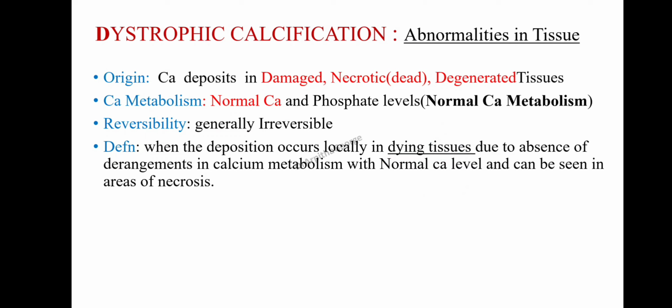So what you have to remember: dystrophic calcification means the deposition of calcium occurs in a dead tissue, and there is no abnormality in the metabolism. The calcium metabolism is normal, and the calcium deposition happens in the dead tissue. It's not because of any hypercalcemia or hypocalcemia. And one more thing, it is an irreversible process. You can't reverse that process. Okay.